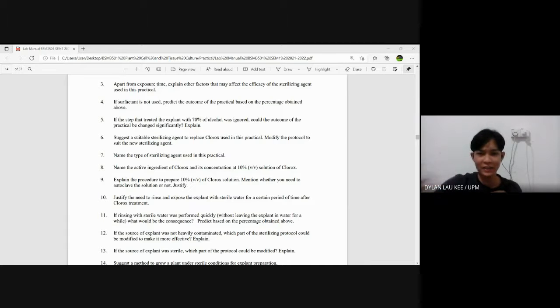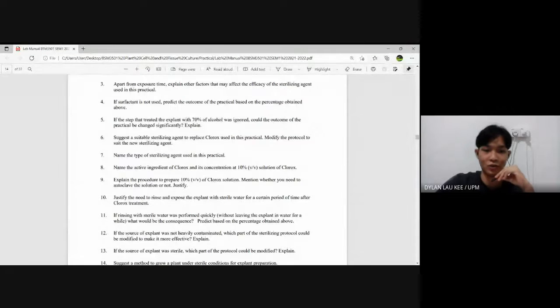Any other things to add on? If no, then we move on to the next question. If rinsing with sterile water was performed quickly without leaving the explant in water for a while, what would be the consequences? Predict based on percentage obtained above.